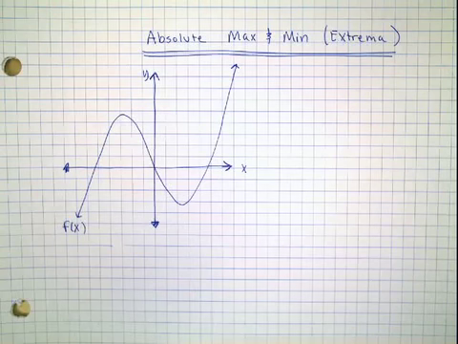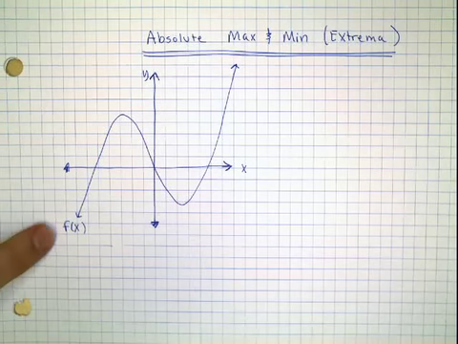Okay, this topic is max and mins. Specifically, there are two types of max and mins. There's absolute, and then there are these max and mins called relative or local. We're going to talk about absolute today. And right now we have a function drawn here, and we're calling this function f of x.